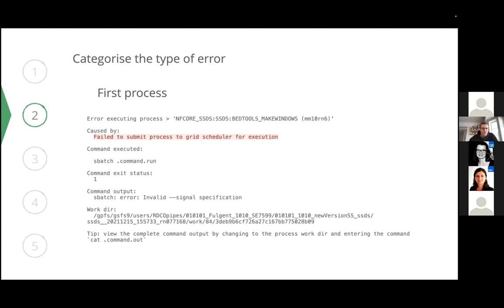Other typical ones within this first process could be something to do with actually submitting the job to your compute environment. So here someone was trying to submit a job to a Slurm HPC cluster using sbatch. And here the error at the top says "caused by: failed to submit process to grid scheduler for execution". So there's an sbatch error. And in fact, you can see under the command output, it actually tells you what was wrong. So again, this is not a problem to do with the pipeline. This is a problem to do with your config.